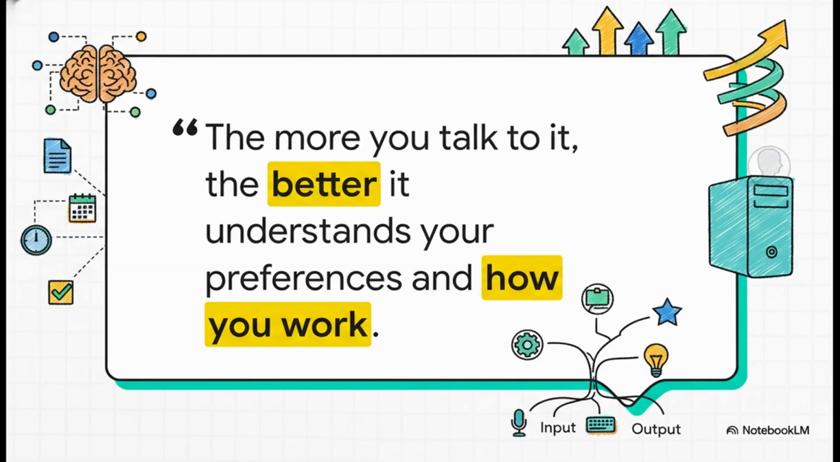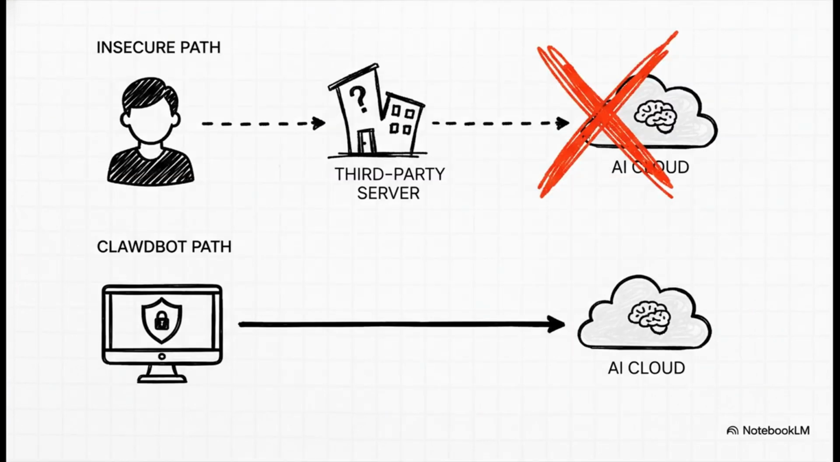And believe me, that memory feature is a complete game changer. It's just like working with a real assistant, right? The more you talk to it, the more context you give it, the better it understands your workflow and your preferences. And that means its help becomes genuinely more useful and personalized over time. And we have to talk about privacy because this is probably the most crucial point of all. Because the agent is on your machine and it connects directly to the AI provider, your conversations aren't being sent through some random third-party server in the middle. Your data, your context, your files, they all stay with you, period. That is a huge deal.